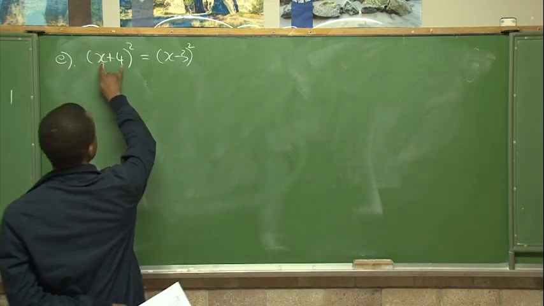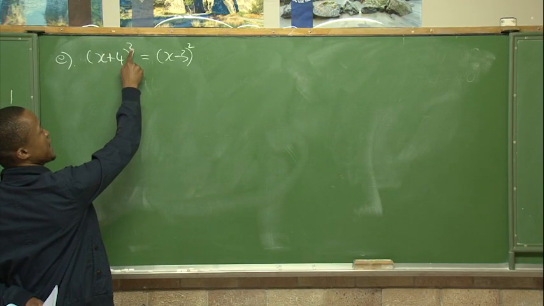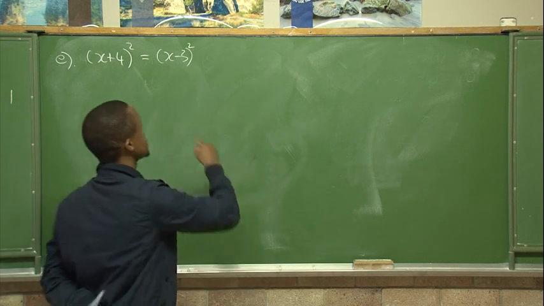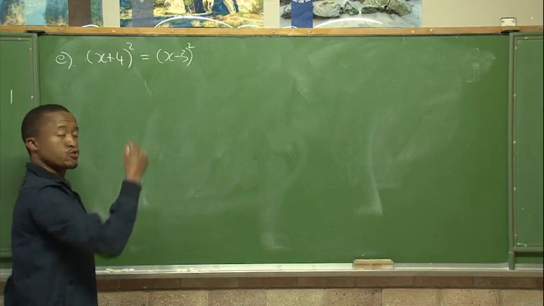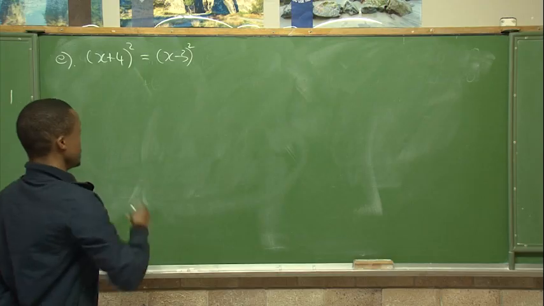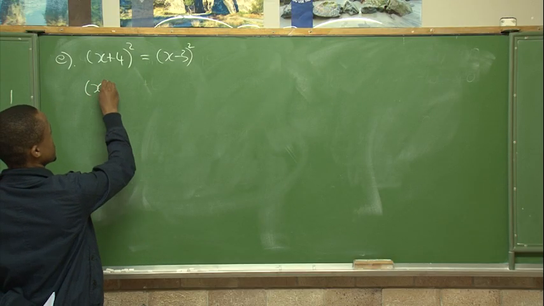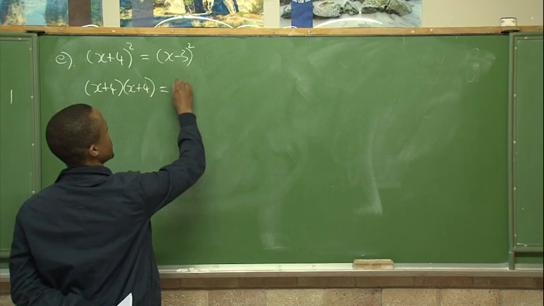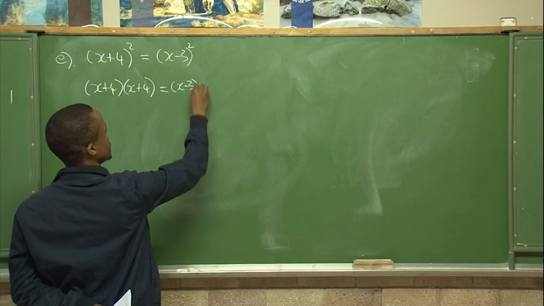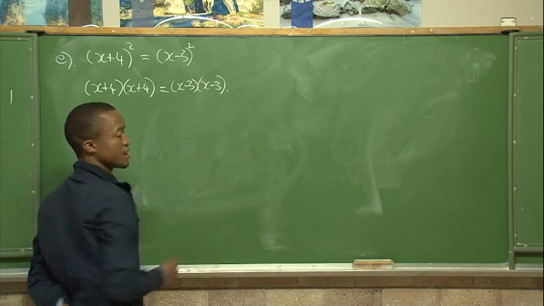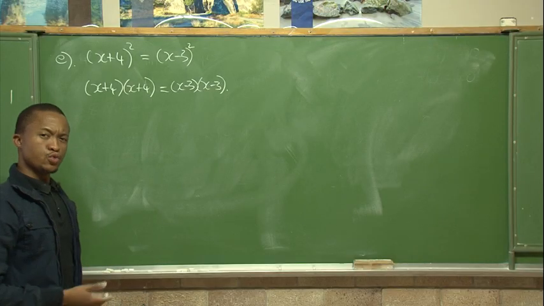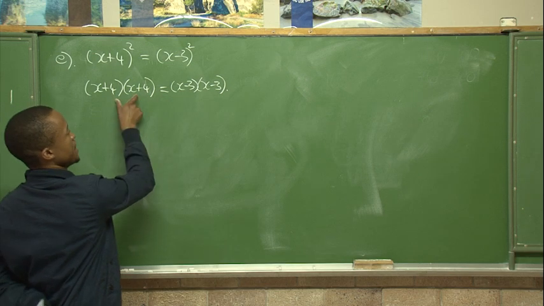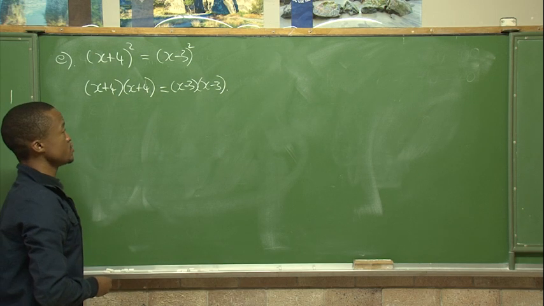Well, because we have this binomial all squared, the exponent of 2 indicates that we are multiplying two identical factors. So it simply means we expand x plus 4 so that we have two factors. We also expand x minus 3 such that we have two identical factors. Then what do we need to do? Notice that we have a binomial multiplied by a binomial on the left, and the same applies on the right hand side of the equation. So we multiply accordingly.